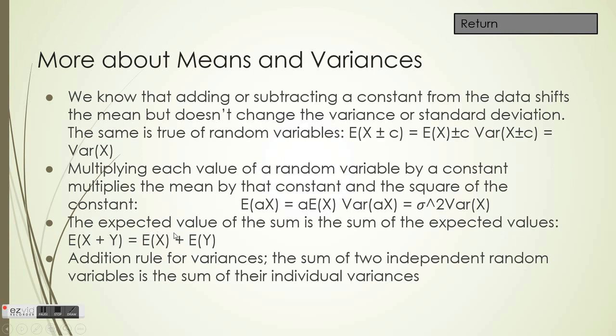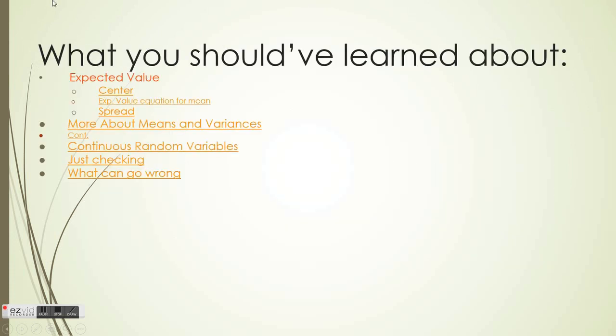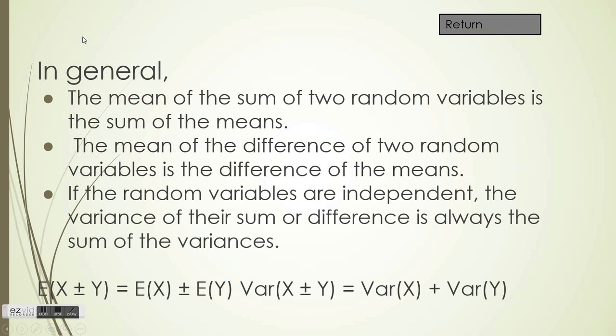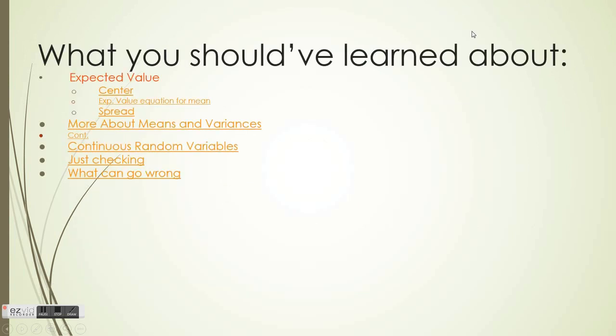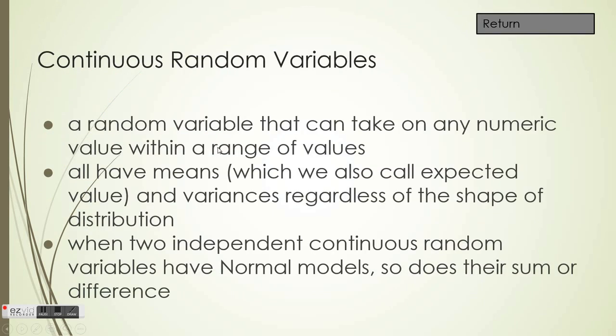The expected value of a sum is the sum of the expected values, and that's the equation. And the addition rule for variances: the variance of the sum of two independent random variables is the sum of their individual variances. You can click return, and this is the general idea of that. The mean of the sum of two random variables is the sum of the means. The mean of the difference of two random variables is the difference of the means. If the random variables are independent, the variance of their sum or difference is always the sum of the variances, and that's the equation.